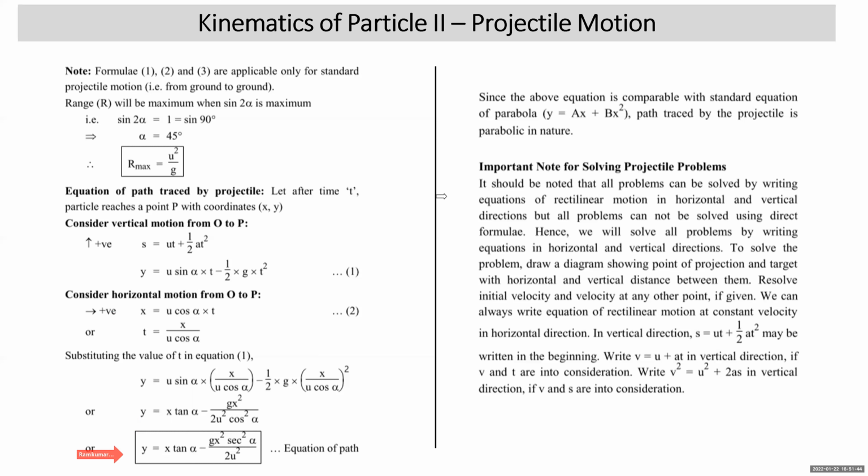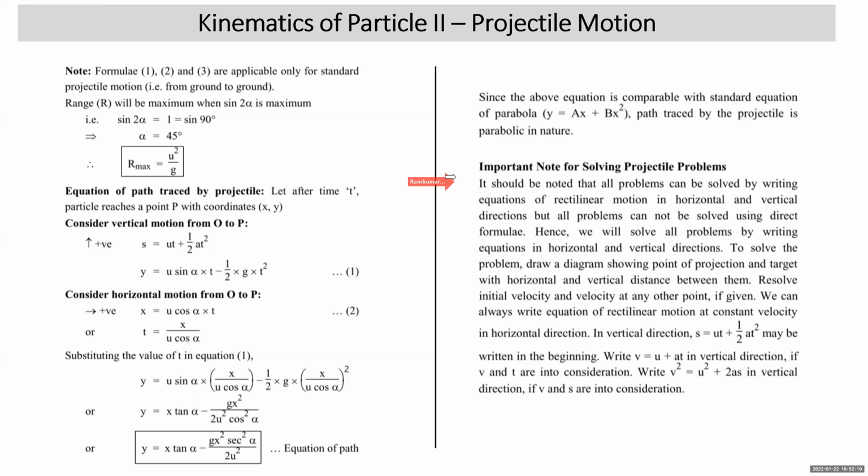Now here we have a note for solving problems. To solve any problem of projectile, students, you don't need to use any of the formulas we have derived. What do you need to do? First you need to draw a diagram, mark the point of projection, meaning from where the projectile is thrown, mark the target where it is hitting, show the horizontal and vertical distances between point of projection and target, and resolve the initial velocity, as well as the velocity if it is given at any point. Now simply write the equations of rectilinear motion in horizontal and vertical directions.